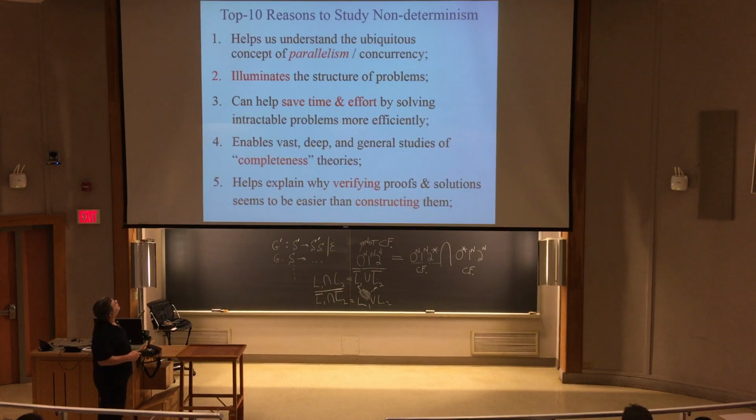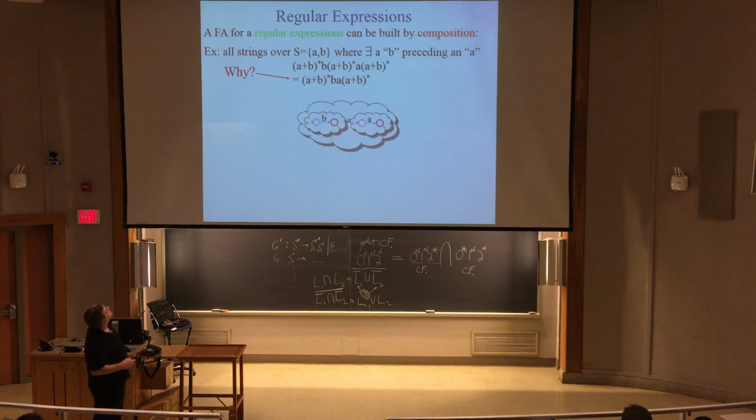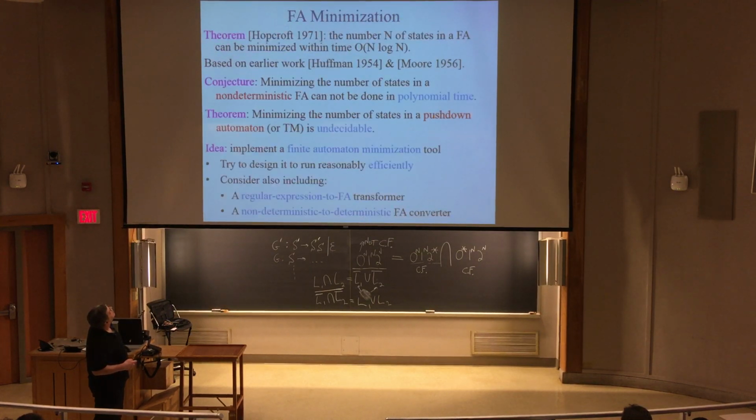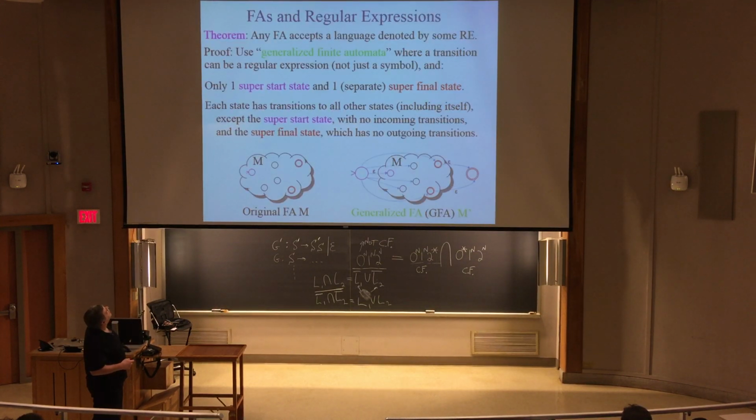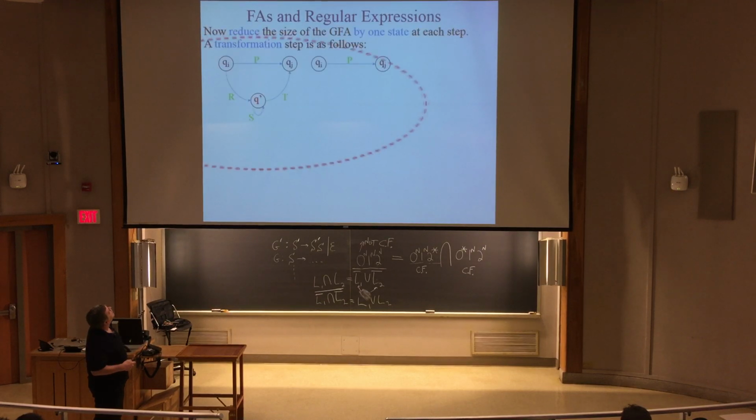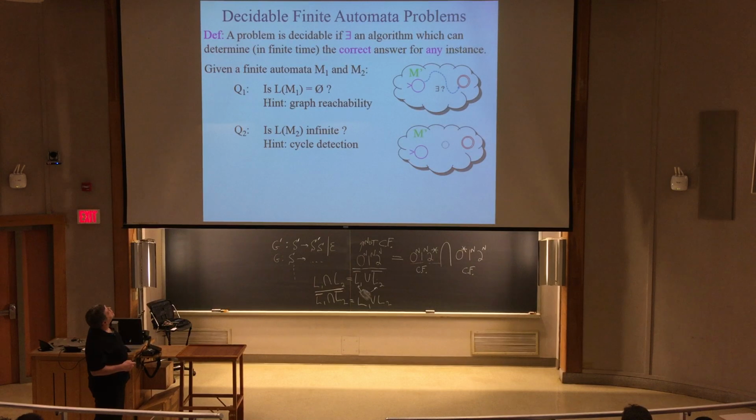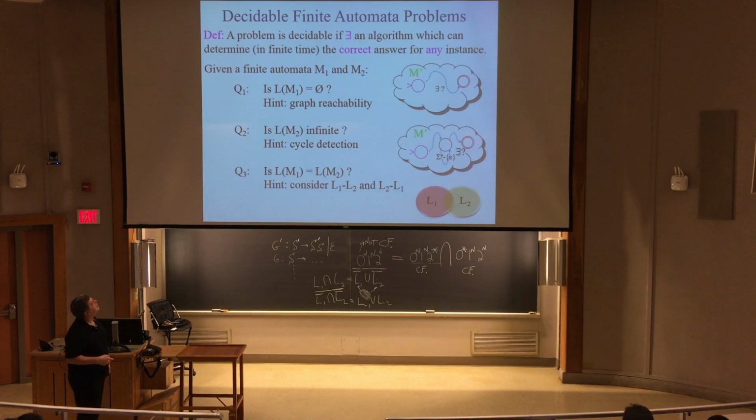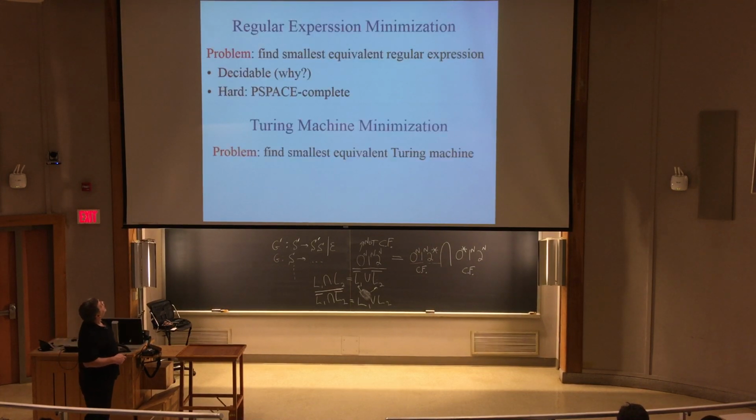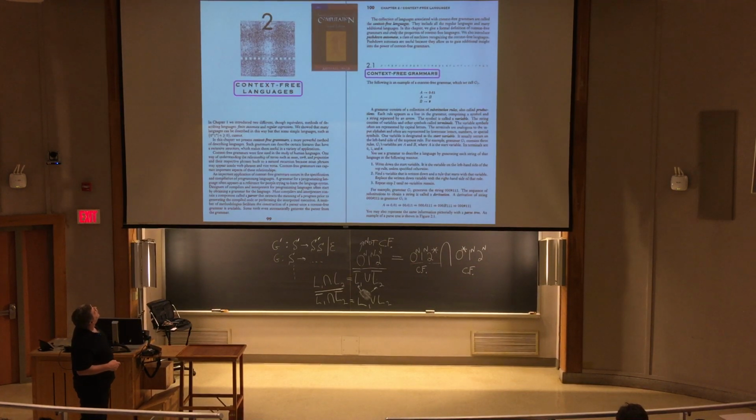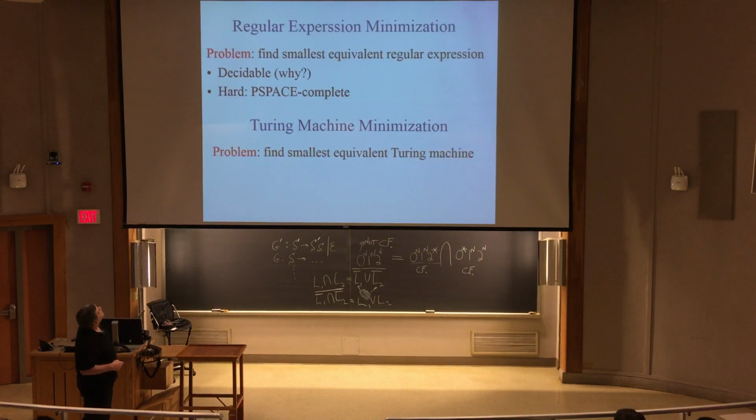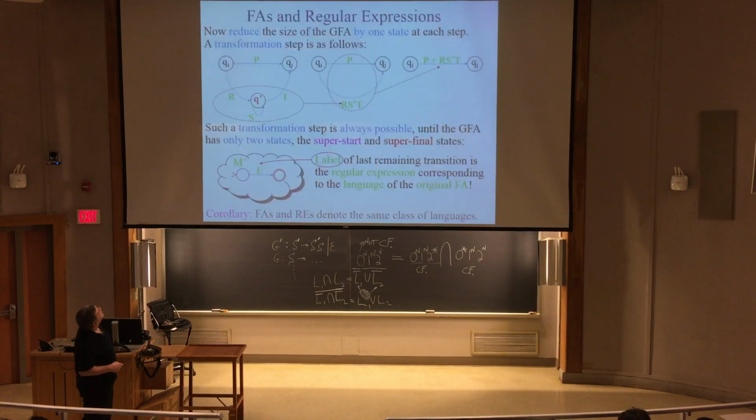Okay, so regular expressions. Here are some decidable properties of finite automata: whether the language is infinite, zero, or empty, or whether two finite automata recognize the same language or not. And where did we do this? Maybe earlier?